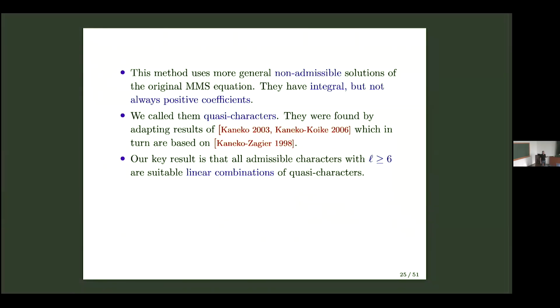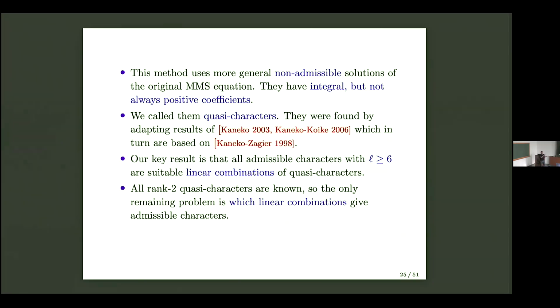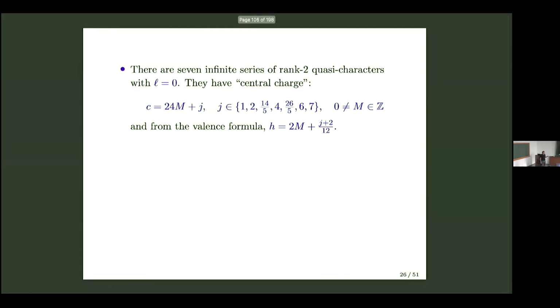Is there some meaning of the negative integers? Yeah, not by itself that we know of. And the rest of the talk is entirely about those negative integers, so I'll come to it. There are two problems. One is to classify quasi-characters, which we completely did in 2019. And the second is to study which linear combinations give admissible characters. I'll show you in examples how it works.